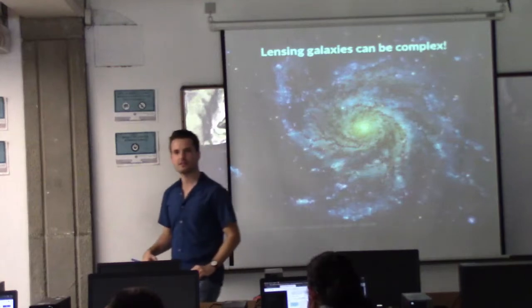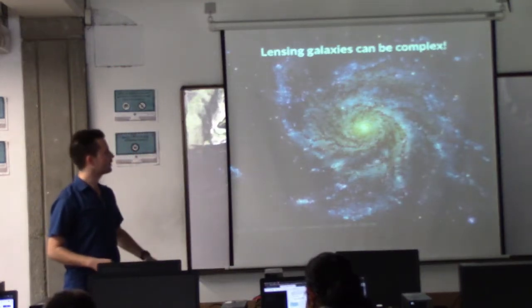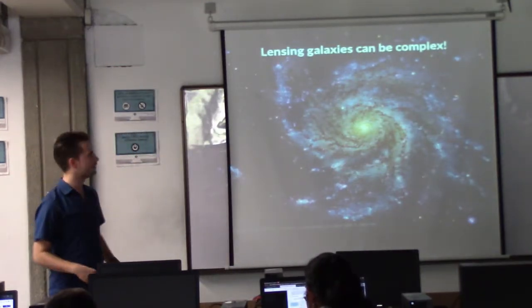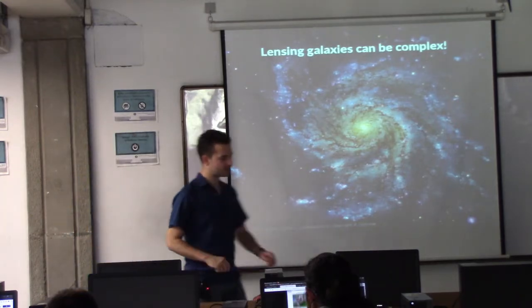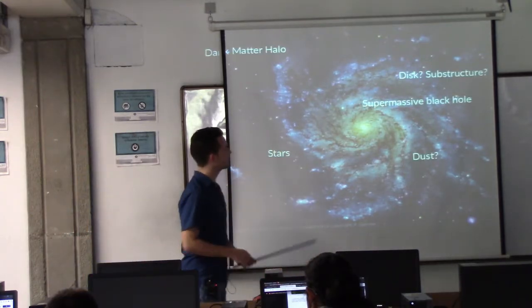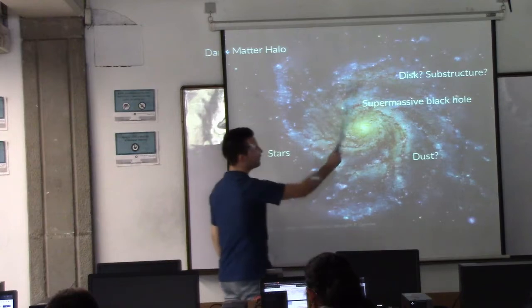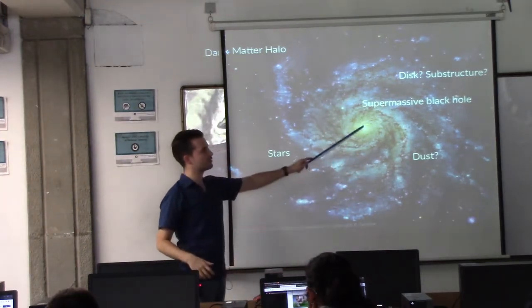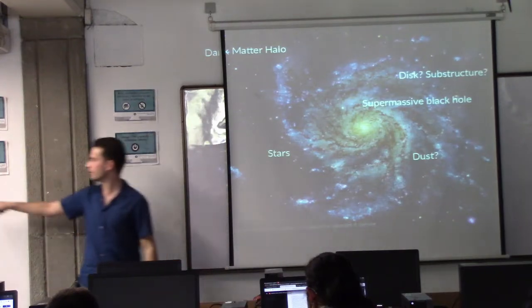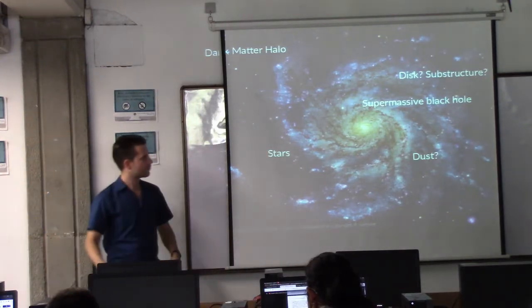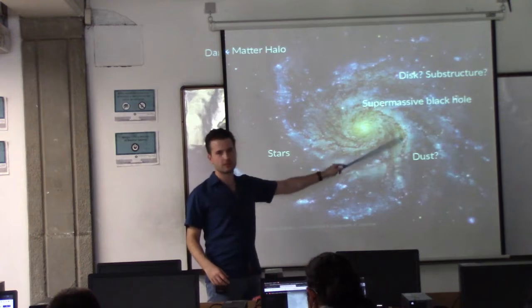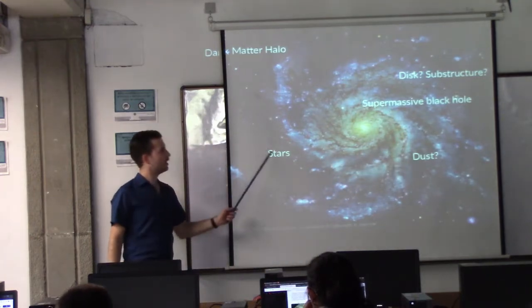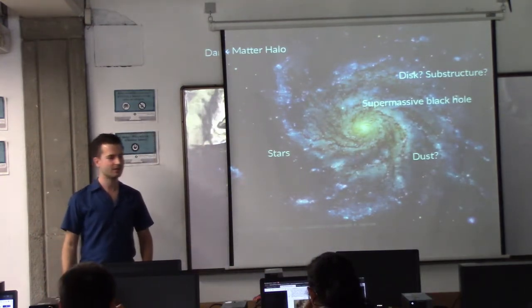And that is that so far we are assuming when we are doing lens modeling that galaxies are reasonably smooth. But as we saw before, they are quite complex. They might have substructure, they might have a disk, dark matter substructure, spiral arms. There's a supermassive black hole that gets rid of our central images. There is some dust that provides some obscuration. And there are a lot of stars in the lensing galaxies.